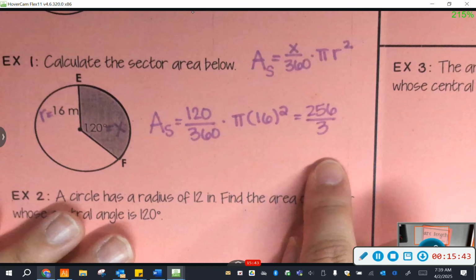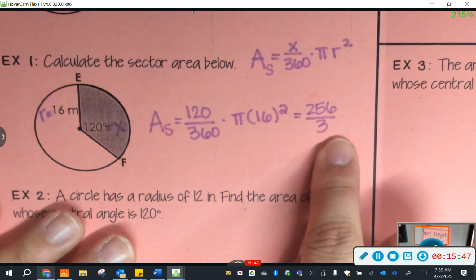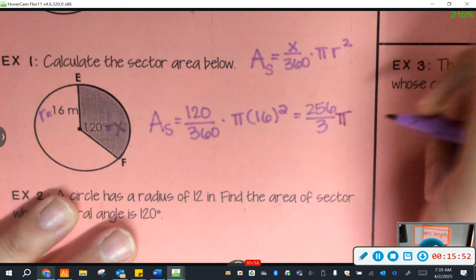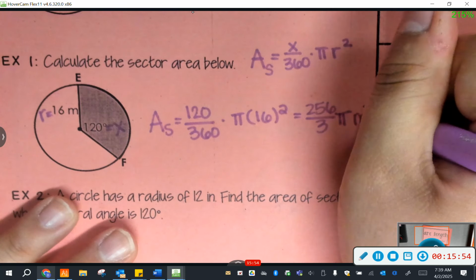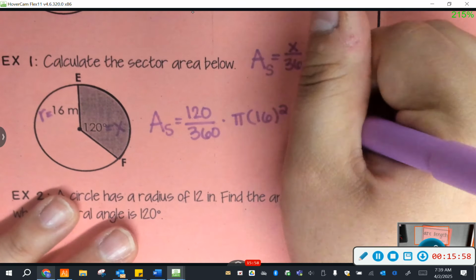100%. I'll show you in a second. It's going to be 256 over 3. That's not my answer, though. Pi. Don't forget your pi. And this is meters. And because it's area, next to the meters, you're going to put a little squared sign.